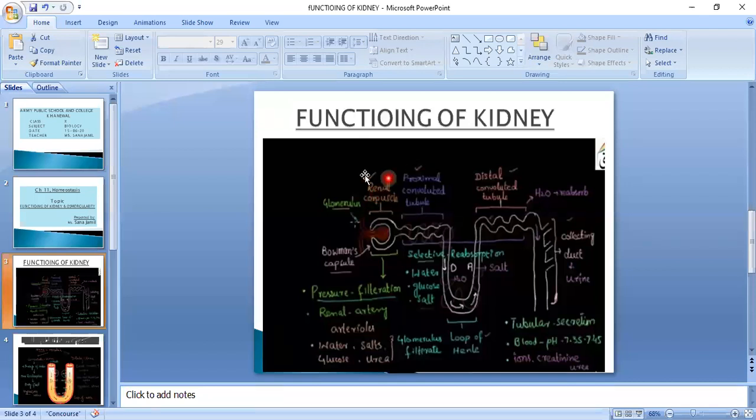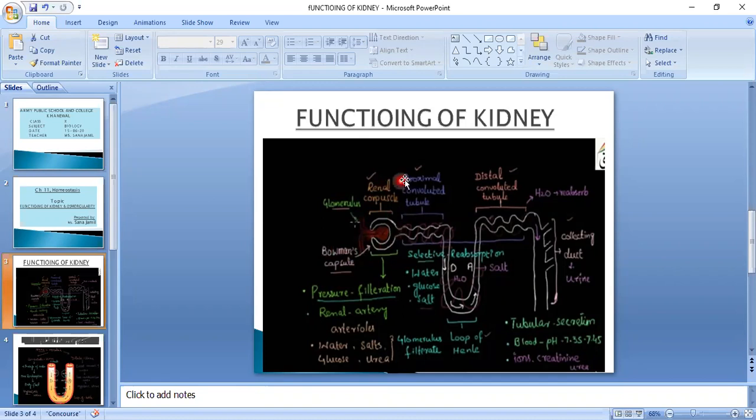The renal corpuscle is just this part that consists of the glomerulus, the network of capillaries, and the Bowman's capsule, a cup-shaped structure in which these blood capillaries are present. The glomerulus is present inside the Bowman's capsule, that is a cup-shaped structure. So this is the overall structure of the renal corpuscle. This one here is the renal corpuscle.